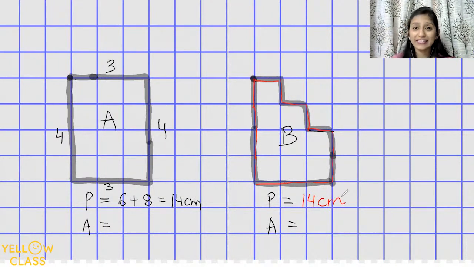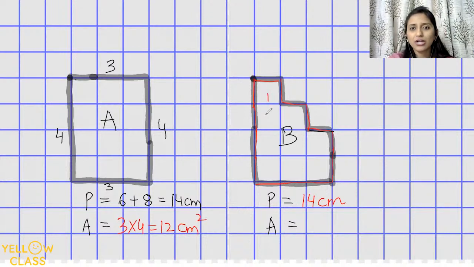Okay, what about area? Tell me the area for the A. This you can get quickly. Good, very good. So this is simply 3 times 4. So I will get 12 centimeters square. Very good. And what about this?